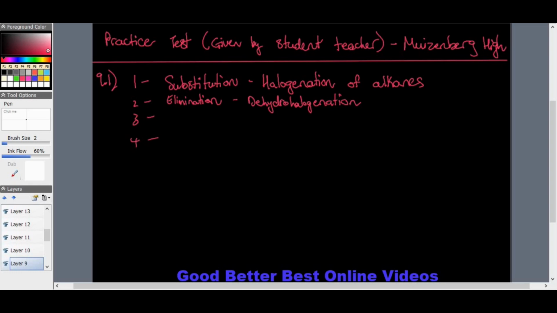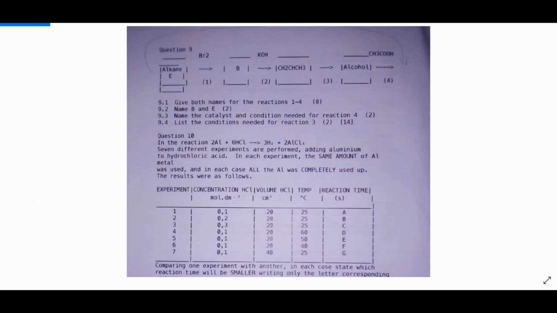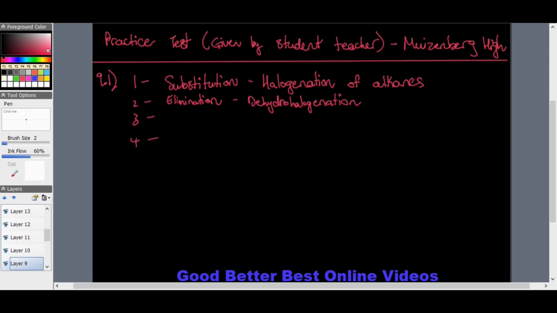All right. Reaction 3. Let's go check what that was. Which is this arrow here. Number 3. You've got CH2, CH, CH3. 1, 2, 3. Okay, cool. And then we go through to an alcohol. So reaction 3B. Anybody?